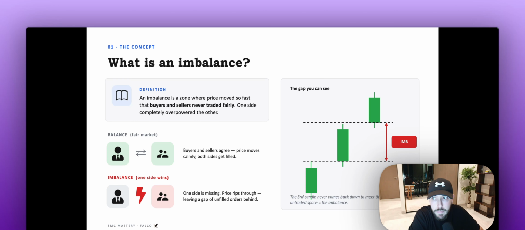So what is an imbalance? Basically, it's a zone where the price has moved a lot and very fast. Basically, it shows that there is no equal force between buyers and sellers. So basically, one side completely overpowered the other one.